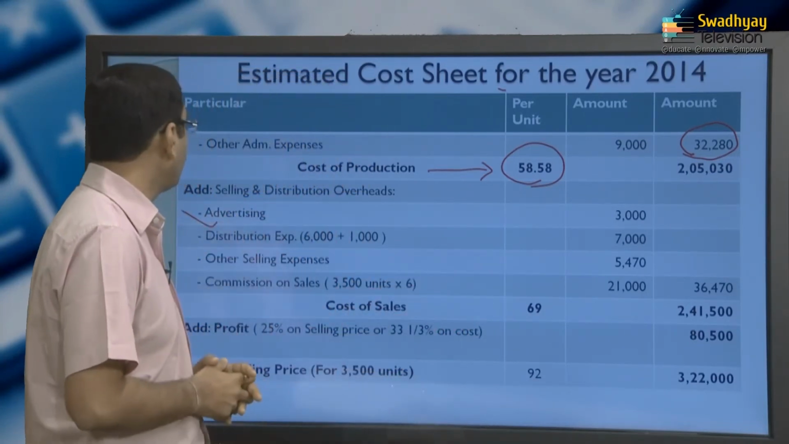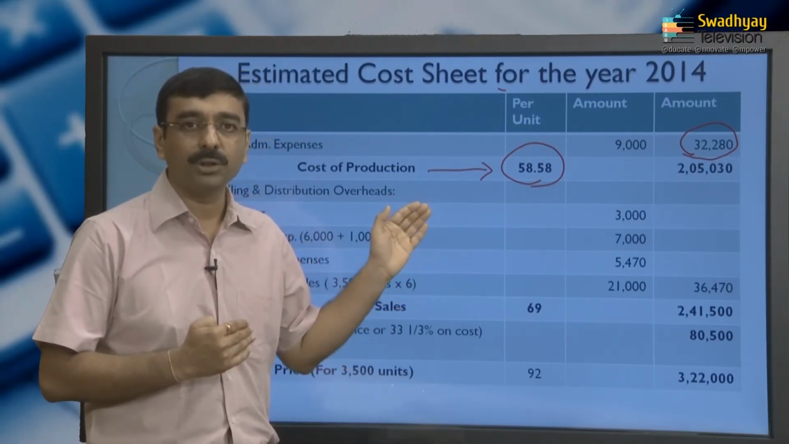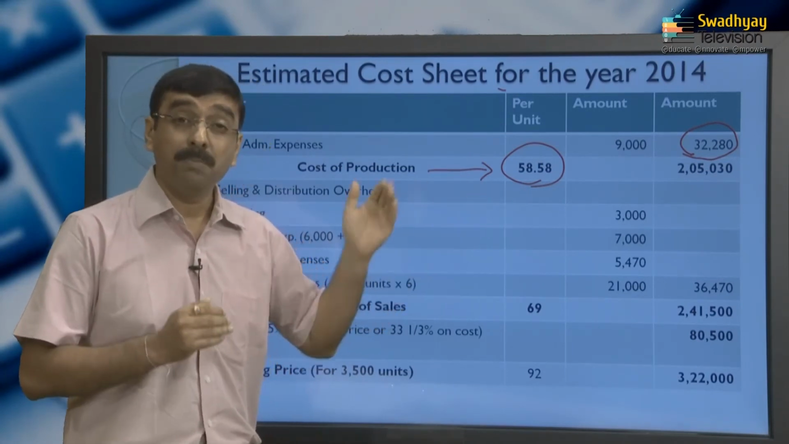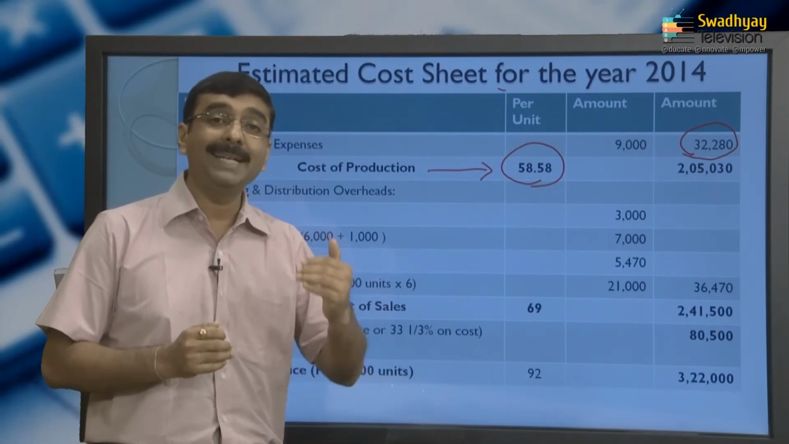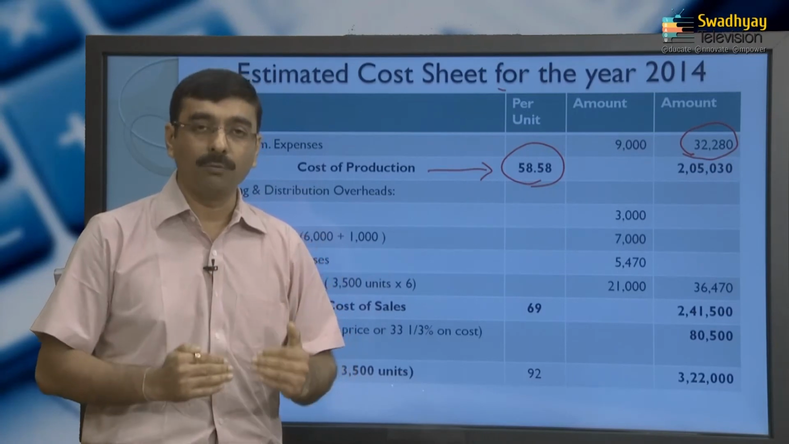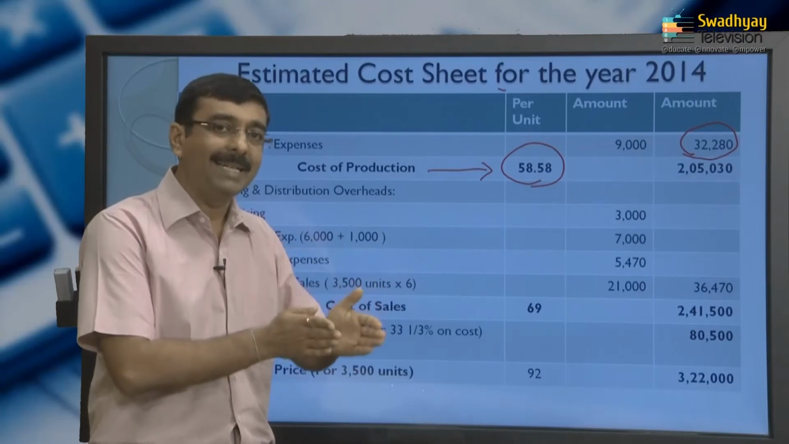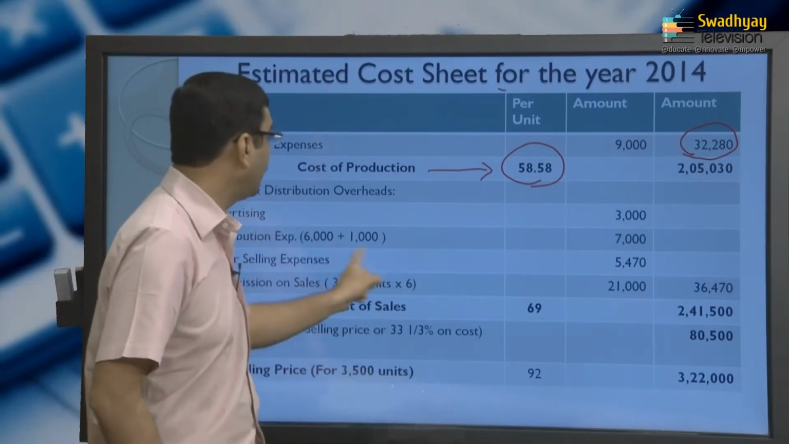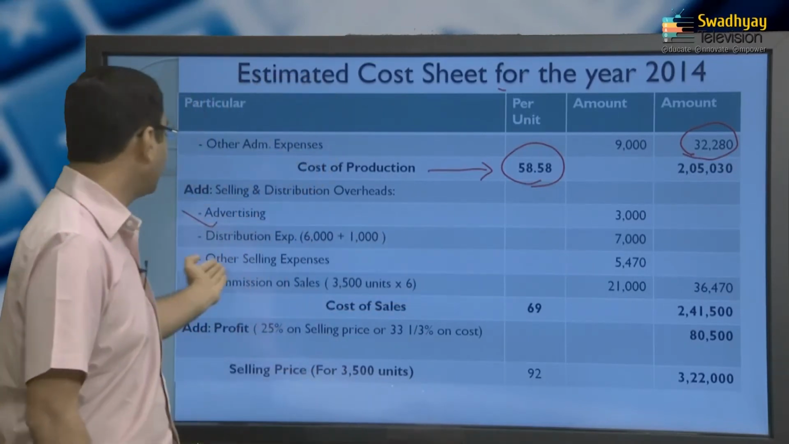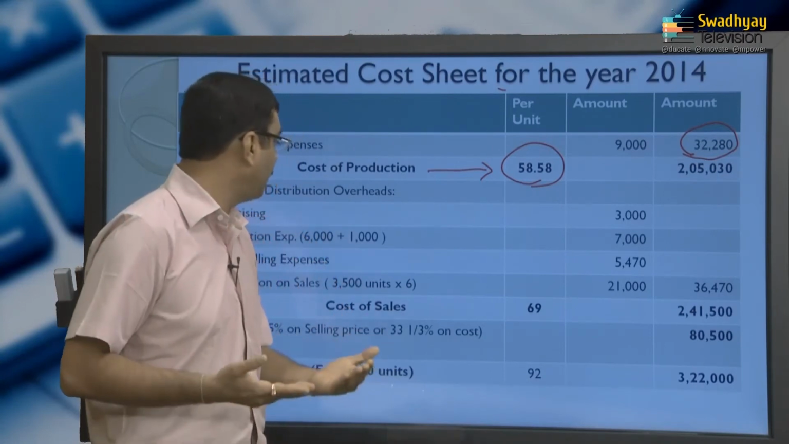Then the next is distribution expenses. Distribution expenses we already calculated in the first part of the solution of this question. 6,000 distribution expenses were given in the year 2013. But because of the 1 rupee increase for packing expenses per unit, in the year 2014 onwards, it increased by 1,000 rupees because of the 1,000 units increase in the year 2014, and that is why it comes to 7,000 rupees. 6,000 plus 1,000, 7,000 rupees. The next is other selling expenses, that is 5,470, which also remains the same and unchanged.